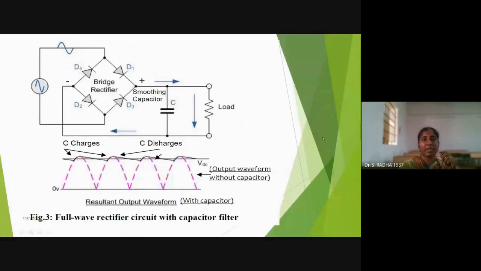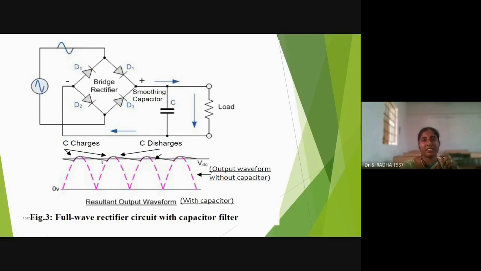With the same bridge rectifier, parallel to the resistor, you can put one capacitor. This pink color is the full wave rectifier output waveform without filter, without capacitor. Now if you put this capacitor, the ripples will be reduced. Ripples means those oscillations. Pulsating DC is trying to become pure DC.